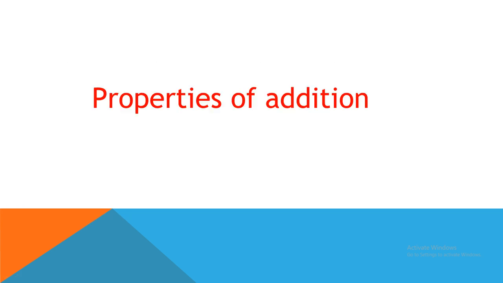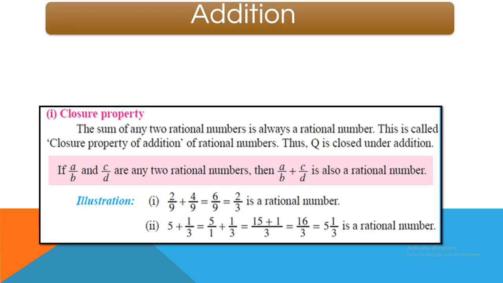Next we will come to properties of addition in rational numbers. Our first property is the closure property. This property says that if we add two rational numbers, we will always get a new rational number. The sum of any two rational numbers is always a rational number. This is called the closure property of addition of rational numbers. Thus, Q is closed under addition.